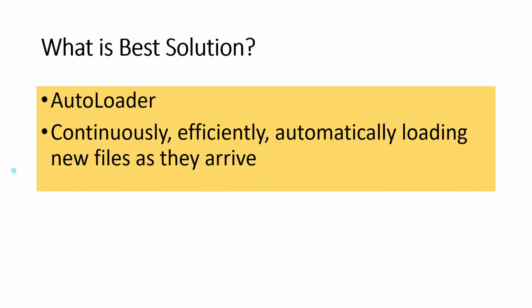Right. Now we have seen there are multiple patterns to handle the incremental data load, but each and every pattern comes with its own disadvantages. So what is the best solution? The best solution is that we can go with AutoLoader. AutoLoader gives the feature of processing incremental data continuously, efficiently, and automatically, as soon as new files arrive. So this is the concept of AutoLoader. At a high level, you understood what AutoLoader is and why we are using it. AutoLoader is one of the features provided by Databricks to handle incremental data load.